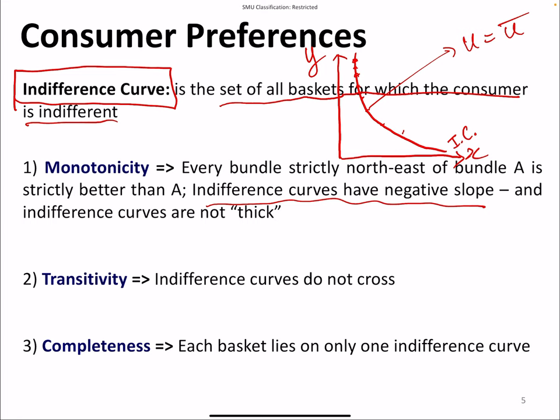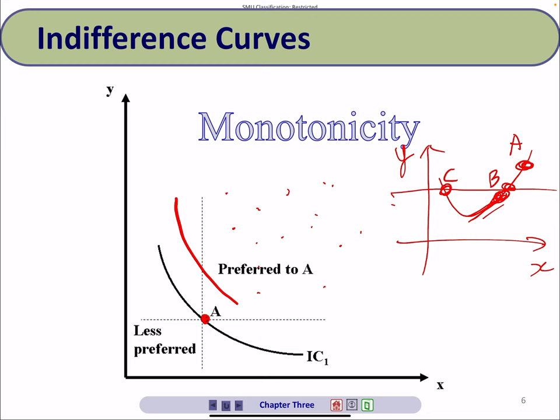And indifference curves are not thick. It's a bit of a silly comment, but if a child wants to draw an indifference curve like this, where this whole area is the indifference curve, it's not a curve. That violates monotonicity, because inside the area you can always find two baskets where one is strictly better than the other.